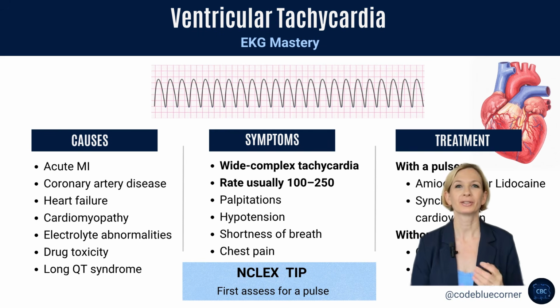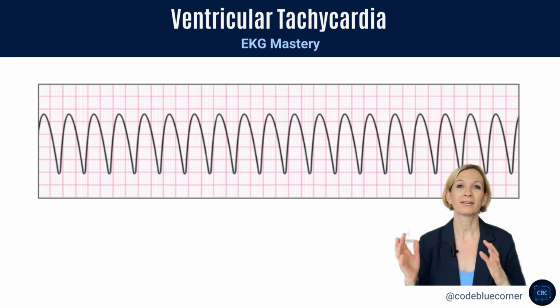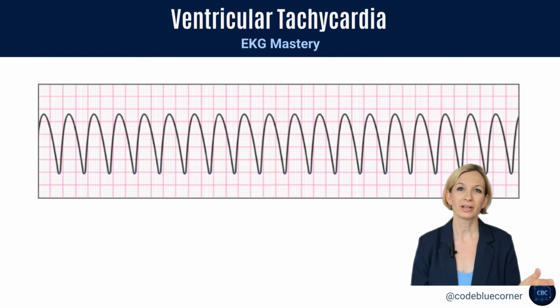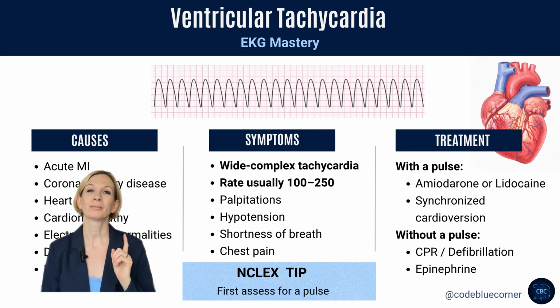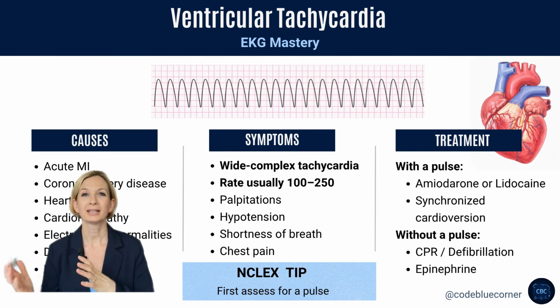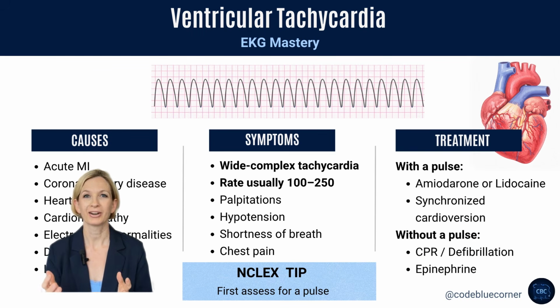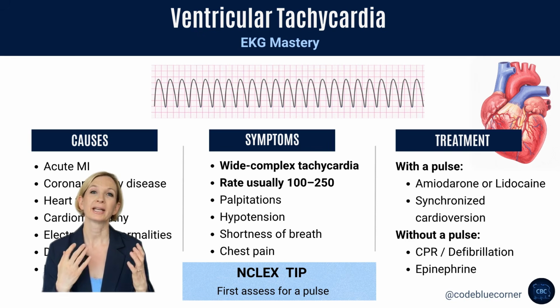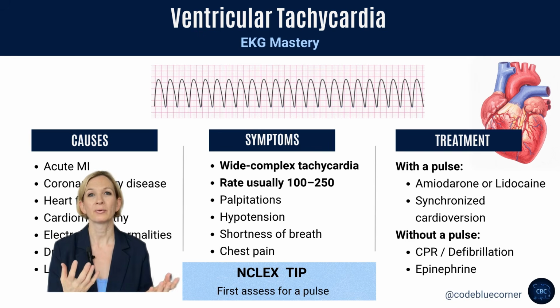This is ventricular tachycardia. It's wide and fast. It starts in the ventricles, so the QRS is wide. NCLEX question number 1 with VTAC is, does the patient have a pulse? Because treatment changes immediately. With a pulse and unstable, synchronized cardioversion. With a pulse and stable, an antiarrhythmic like amiodarone may be used.